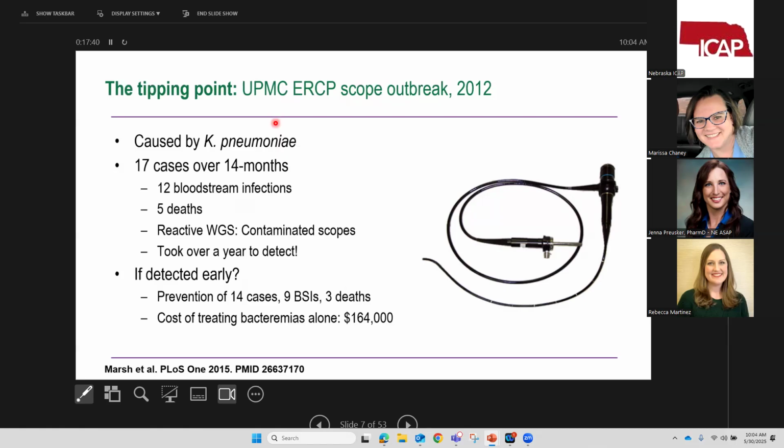So we said, basically, why are we still doing it this way? This is crazy. KP infections are common in our hospital, so it was very difficult to detect these relatively small number of cases over a 1-year period. And we figured that if we had detected this outbreak early, we could have prevented 14 of the cases, 9 of the bacteremias, and 3 deaths, and we could have saved a lot of money. Just the bacteremia alone, we could have saved over $150,000.